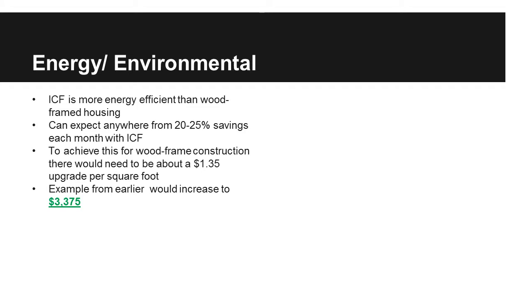To achieve this for wood frame structures, one would need to invest $1.35 per square foot in order to compare to ICF. By taking our example from earlier, we would need to invest another $3,375 into the 2,500 square foot house.